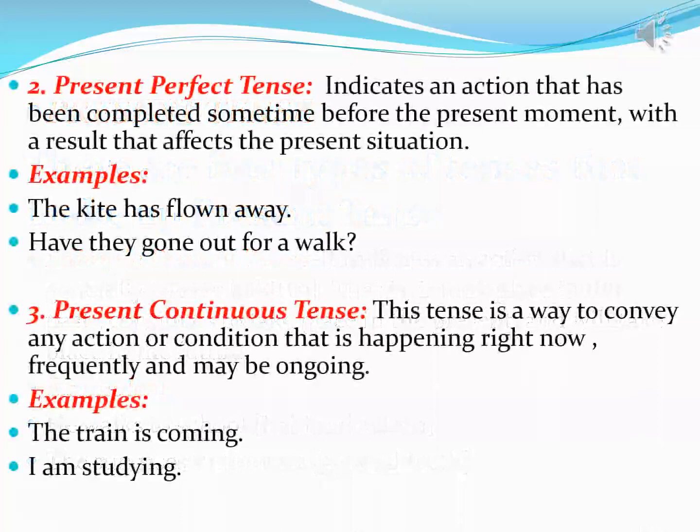What is present perfect tense? This indicates an action that has been completed some time before the present moment with a result that affects the present situation. For example, the kite has flown away, or have they gone out for a walk.